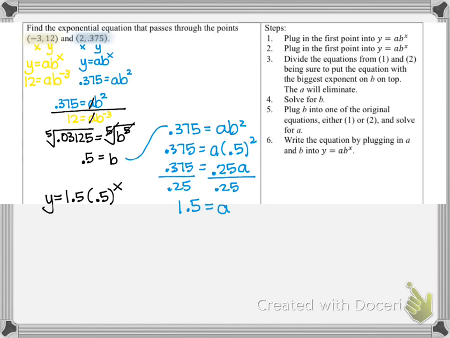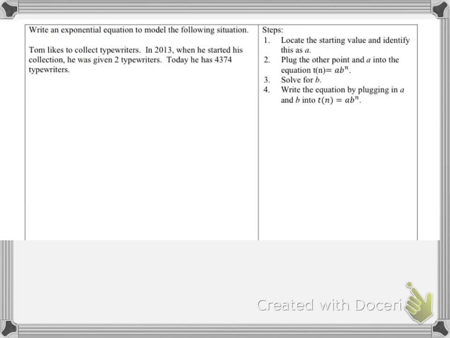Okay, I believe we've got one more example. Now, this is a context type problem, so we still want to be able to identify things in it. So it's kind of like the growth and decay problems we did earlier with like investing or buying a car. So I think the first thing I'm going to do is see if I can find what was in the beginning. Okay, in 2013, when he started, he has 2 typewriters.